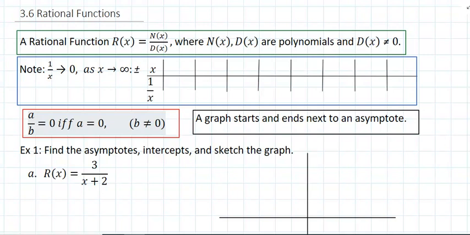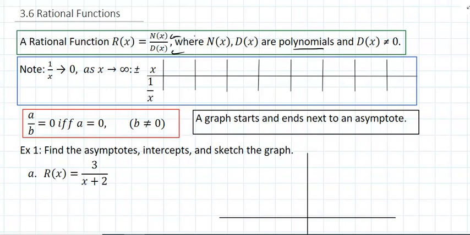3.6 is a long section, talks about rational functions. A rational function, r of x, is the quotient of n of x and d of x, where both of those are polynomials, and of course the denominator cannot equal 0. There are 4 properties that you have to find to sketch a graph of any rational function. You need to find the x-intercept, the y-intercept, the vertical asymptote, and the horizontal asymptote. It seems the horizontal asymptote is the challenge.